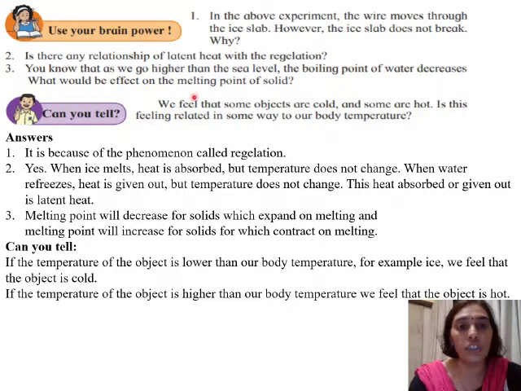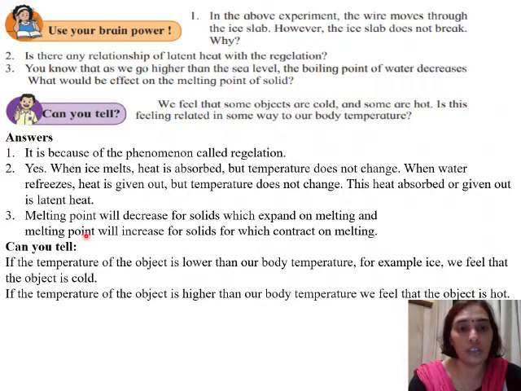Is there any relationship of latent heat with regelation? So the answer is yes. What is the relationship? When ice melts, heat is absorbed, but temperature does not change. In the first activity, we saw that when we provided heat to the ice cubes, they absorbed the heat. There was no temperature rise, and all the heat was utilized in breaking the bonds between the atoms and the molecules to convert the solid ice into liquid water. So when ice melts, heat is absorbed, but temperature does not change.